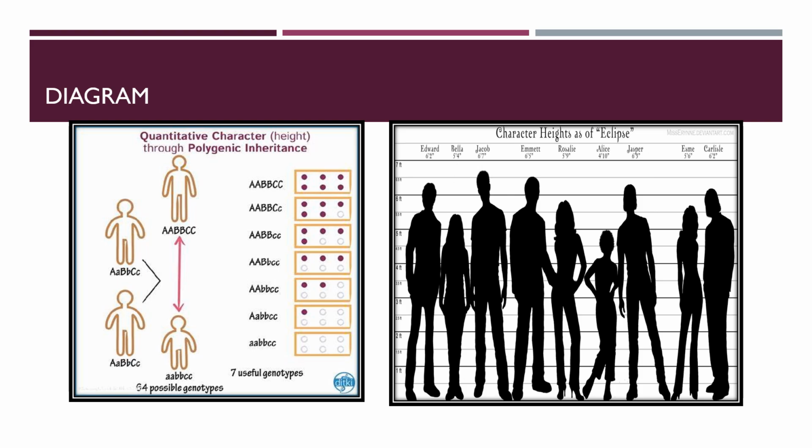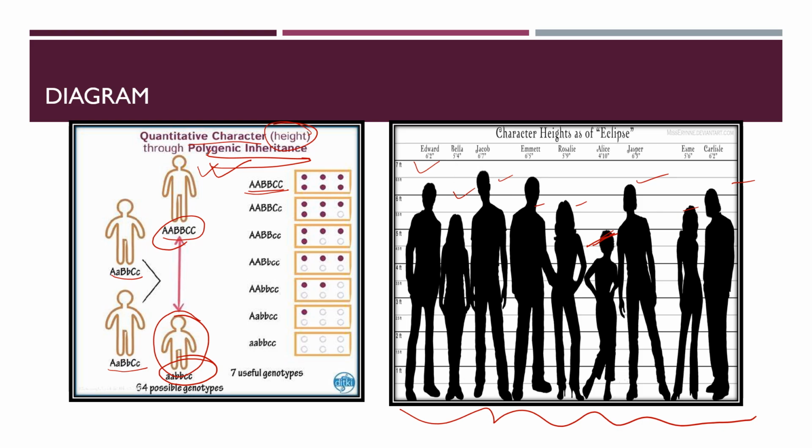Now, in this diagram, we will discuss what we have spoken earlier, the quantitative character of height in polygenic inheritance. If all the dominant alleles are present, it will be the tallest one. If all 6 recessive alleles are present, it will be the shortest, and those in between are the intermediate ones, having medium or average height. Here you can see so many variations of height in humans. One will be the tallest and obviously one will be the shortest, but there is a wide variety of height in all human beings, right?